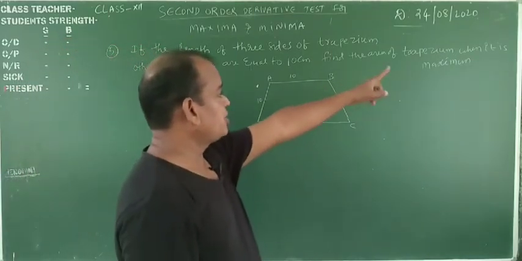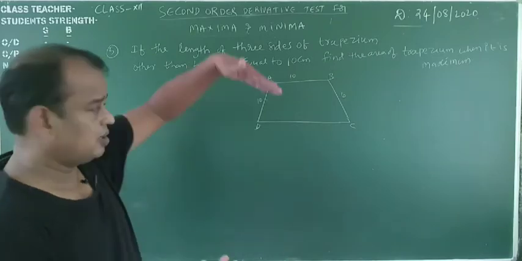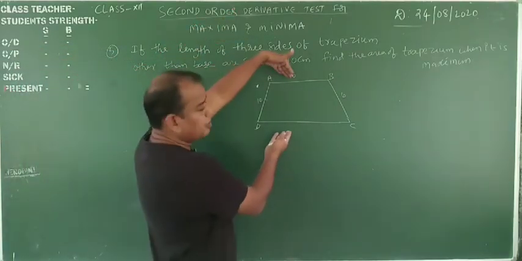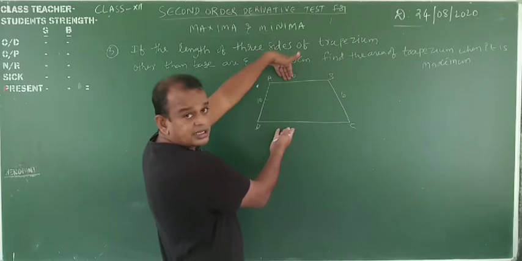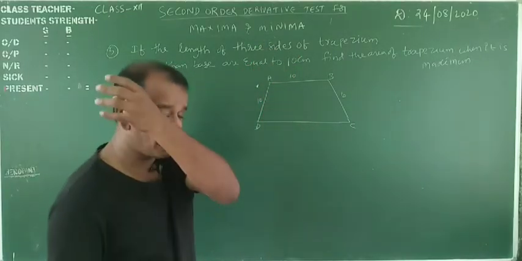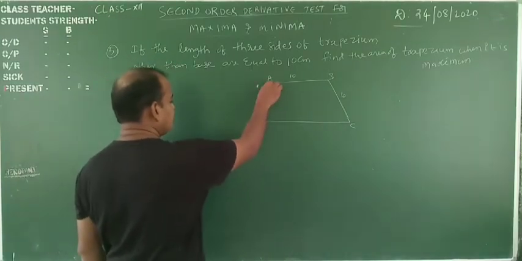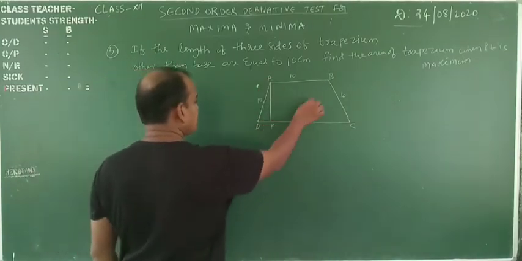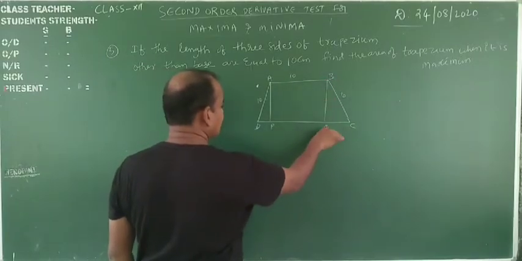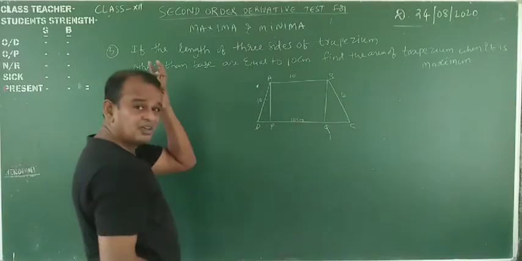Find the area of the trapezium when it is maximum, means area is maximum. What is the area of the trapezium? Half into sum of the parallel sides into distance between them. Say yes or no, you know that. Now, we draw the perpendicular from A to side DC. Suppose this is P. Now this is Q. We draw the perpendicular. Now 100% this is also 10 centimeters. No doubt at all. Now observe that.